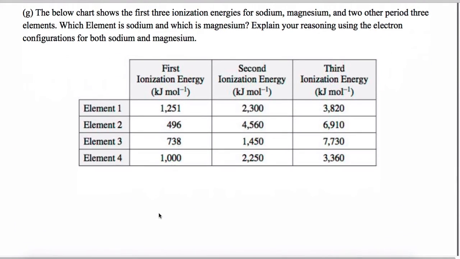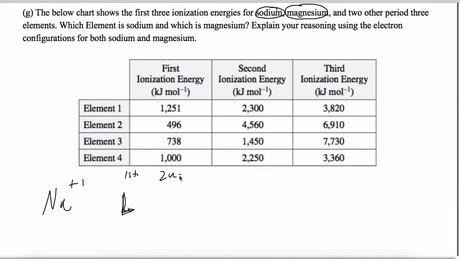The below chart shows the first three ionization energies for sodium, magnesium, and two other period 3 elements. So which element is sodium and which is magnesium? So we know that sodium likes to form a +1 charge. So what that means is out of sodium's 11 electrons, the first one is going to come off easily. The first ionization energy is going to be pretty easy to remove, that first electron. So it's going to have a lower value.